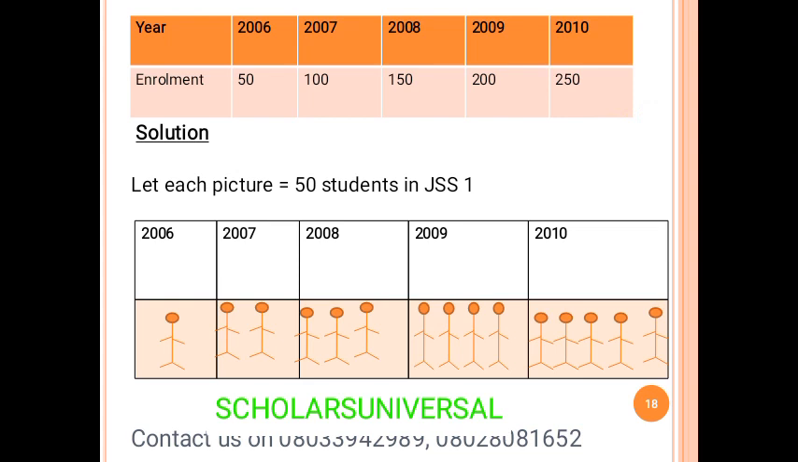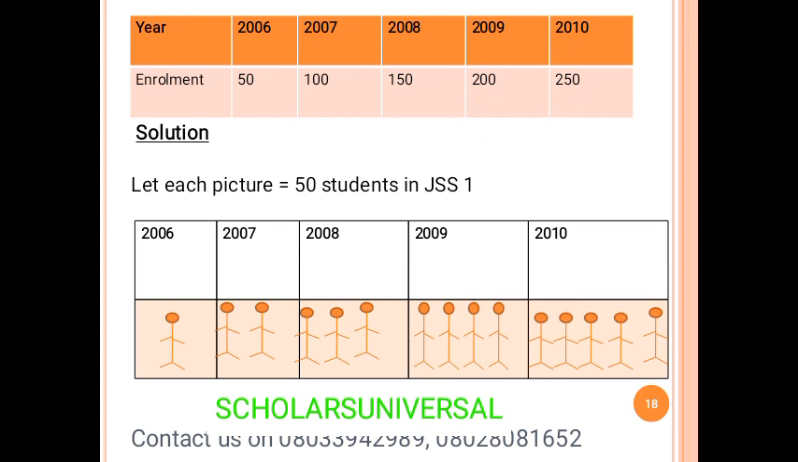So now, for 2006, we have 50 students being enrolled. For 2007, we have 100 students being enrolled. 2008, we have 150 students being enrolled. 2009, 200 students being enrolled. And 2010, 250 students being enrolled. Alright.